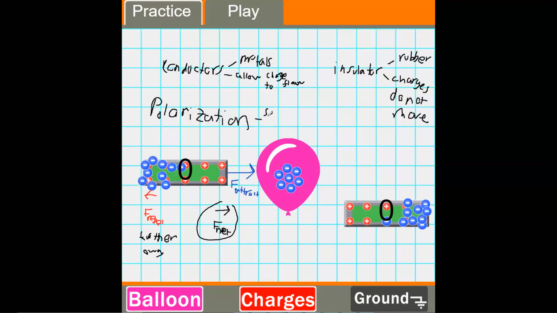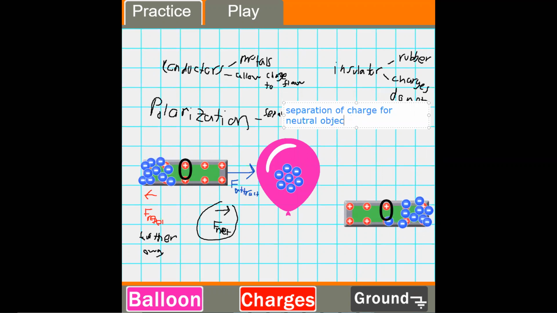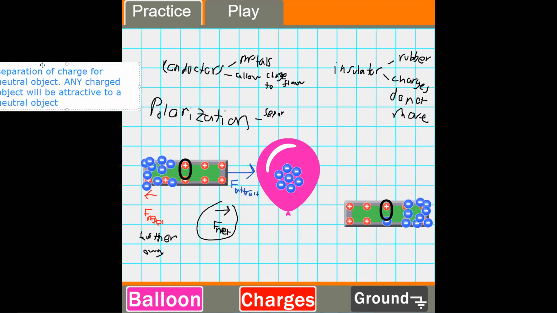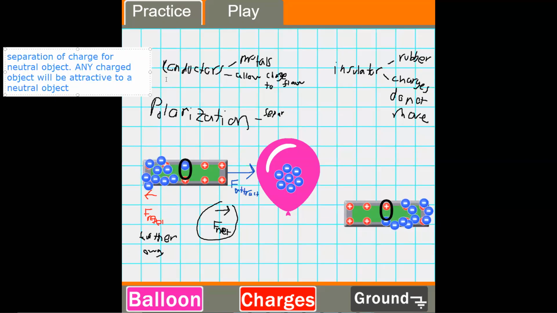So it's the separation of charge. And like I said, maybe I'll do it in text. It's the separation of charge for neutral objects. And any charged object will be attractive to a neutral object. So I'll put that here. That's polarization.